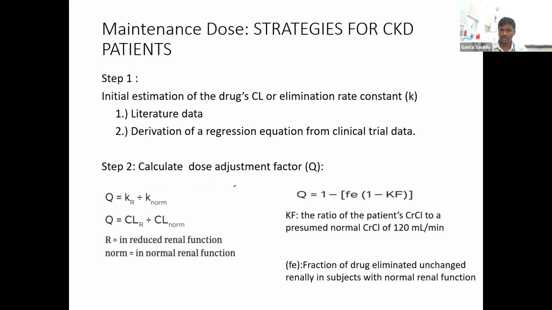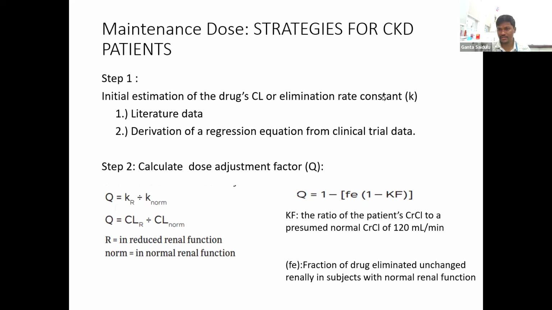So how to give the maintenance dose in a CKD patient with renal dysfunction. First, the initial estimation of drug clearance and elimination rate constant. You can find the drug clearance and elimination rate constant from the PKPD literature data, either in any PKPD textbook or in infectious disease review articles. You will find the value of creatinine clearance or rate constant.